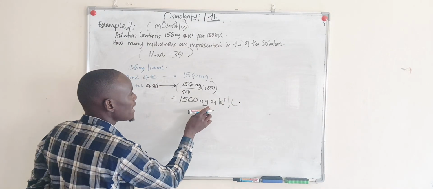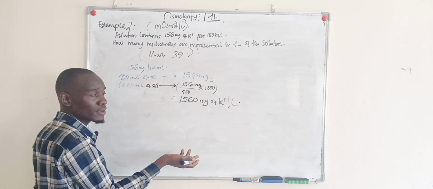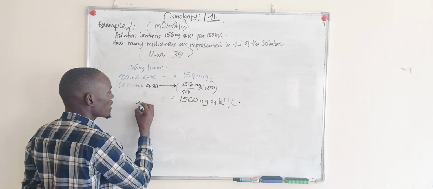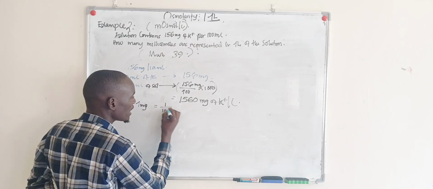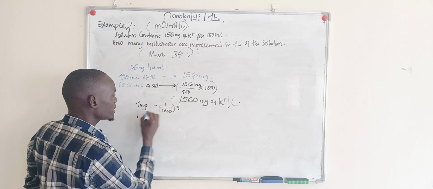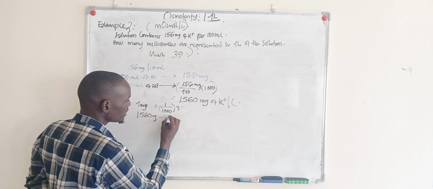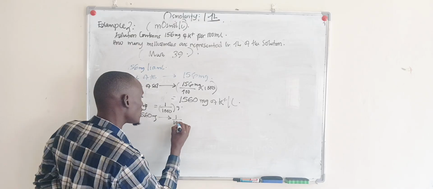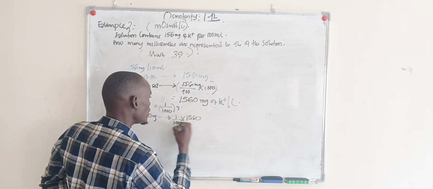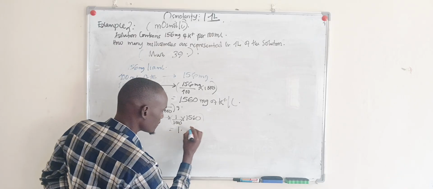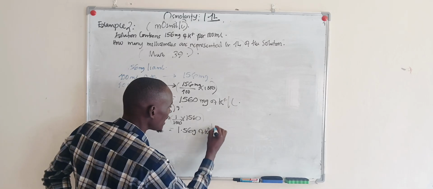But remember, from our formula, we need to convert the mass we have obtained into grams. We know that 1 milligram is equivalent to 1 out of 1,000 grams. How about the 1,560 milligrams? This will be equal to 1 out of 1,000 times 1,560. And when we compute this, we shall get 1.56 grams of potassium ions per liter.